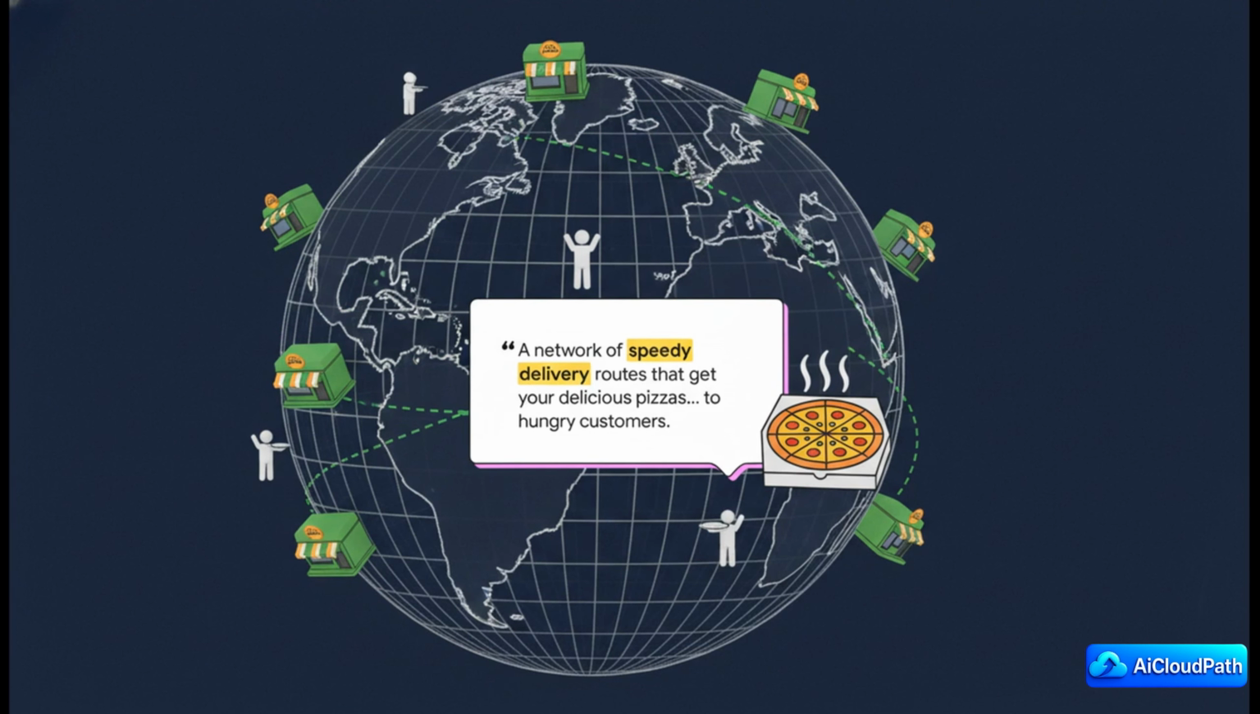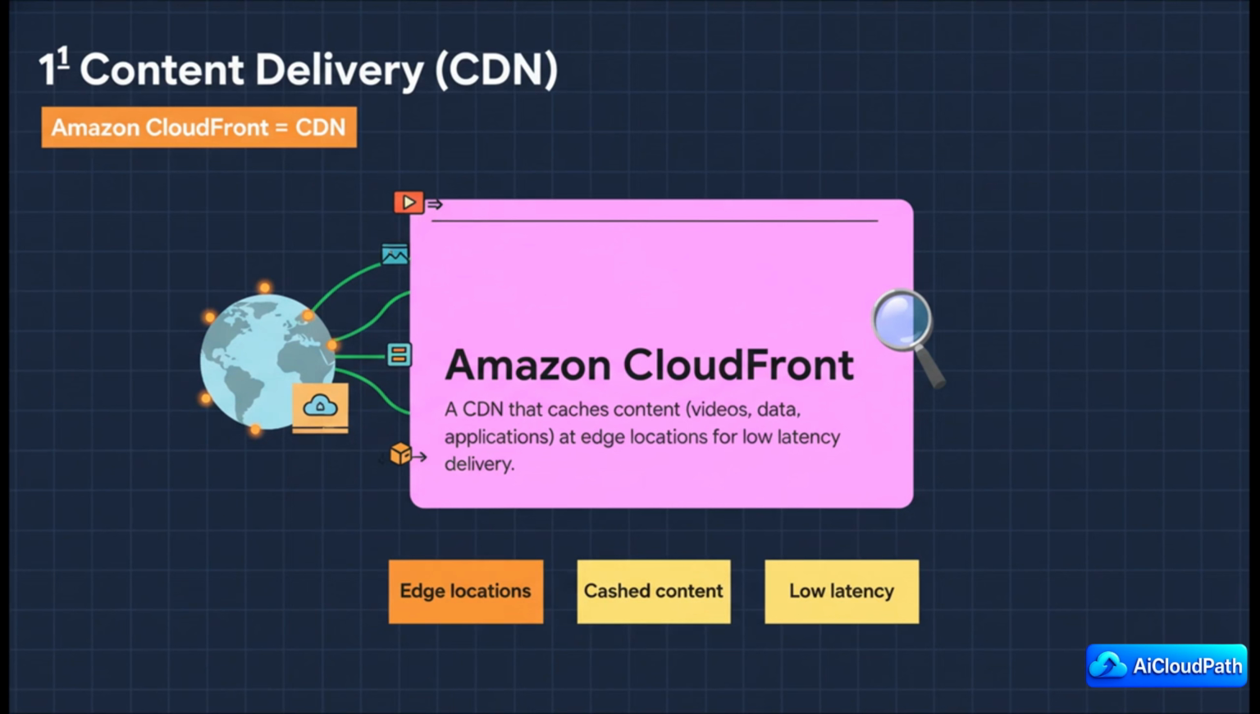So let's forget about bits and bytes for just a second. Imagine you're delivering pizza. You wouldn't make every single pizza at one central kitchen and then drive it across the country, right? Of course not. You'd have local shops everywhere. And that's the core idea. And in the AWS world, our pizza delivery network is Amazon CloudFront.